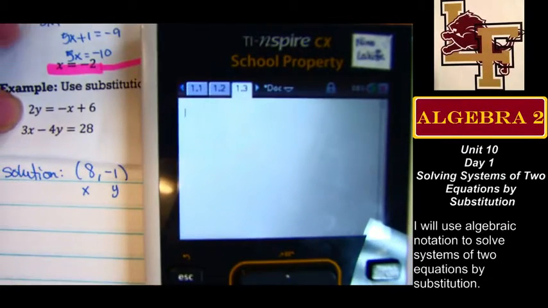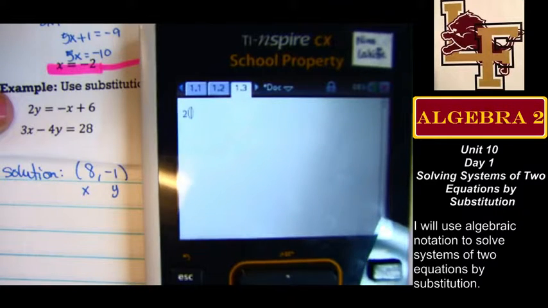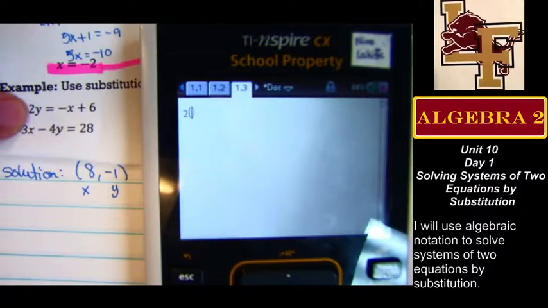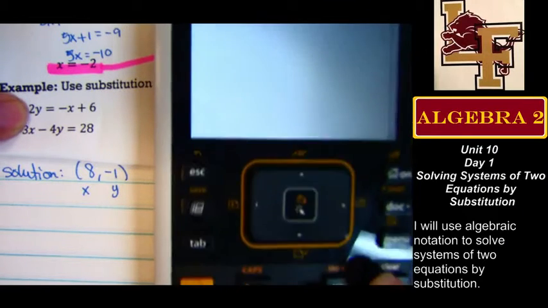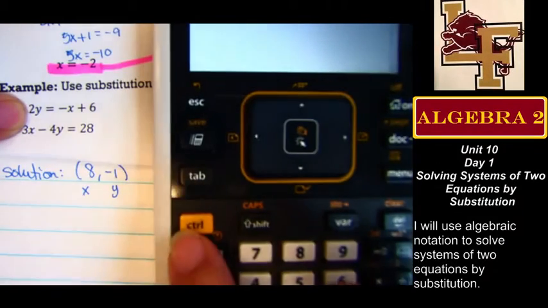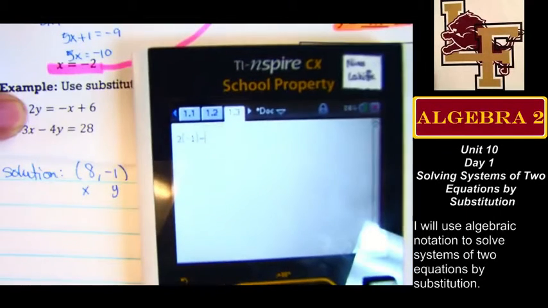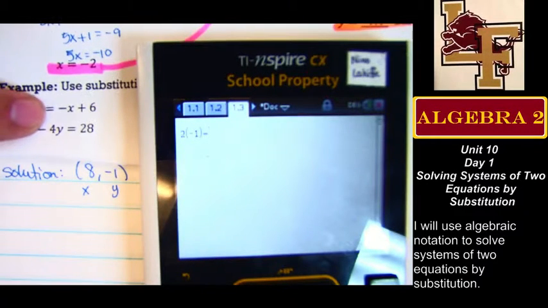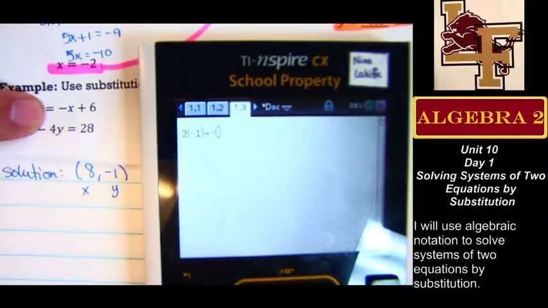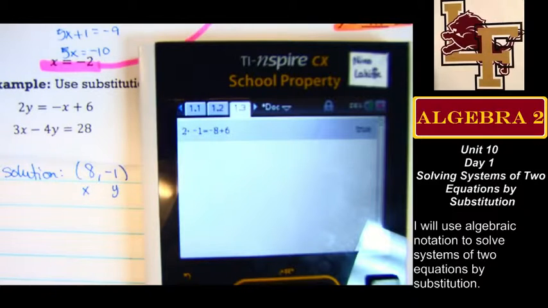Okay, got it. So 2 parentheses, -1 because that's the value for y. Equals. Where's the equals button? Under the control, next to our trig menu. Okay, great. Parentheses, negative 8 plus 6. My age is showing, you guys have to teach me how to use this thing. True. That means that solution works for that equation.